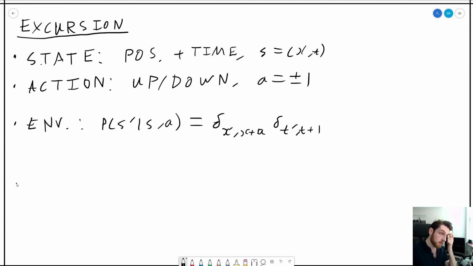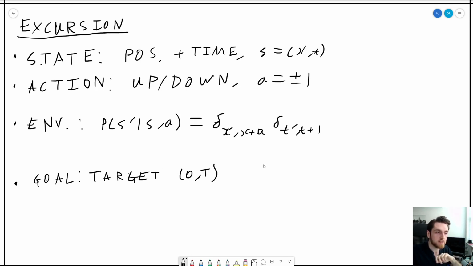And our goal is to reach the target at a particular position at a particular time. So for simplicity, we're just going to say that this target is at position 0 at time capital T. And we're going to stay above x equals -1. So we want to be at 0 or above.